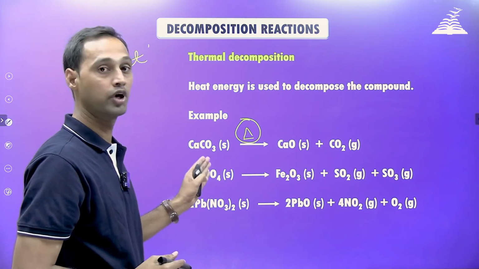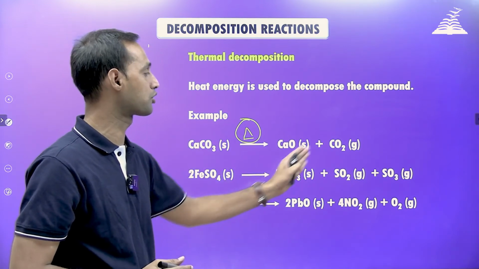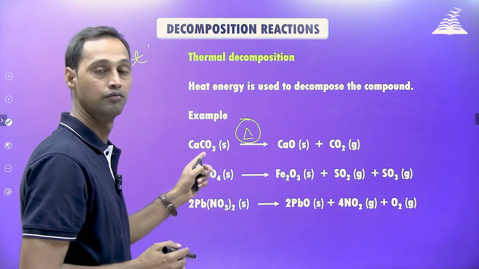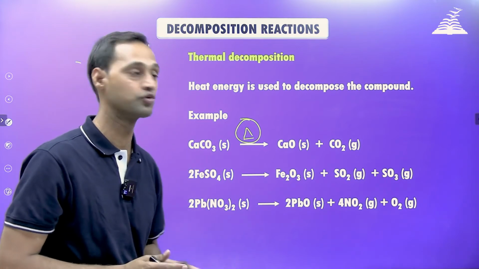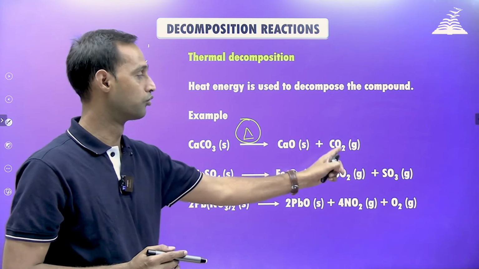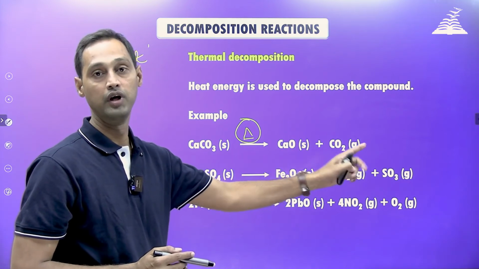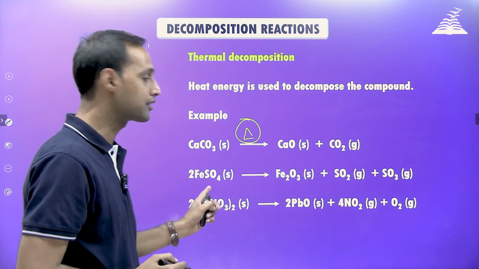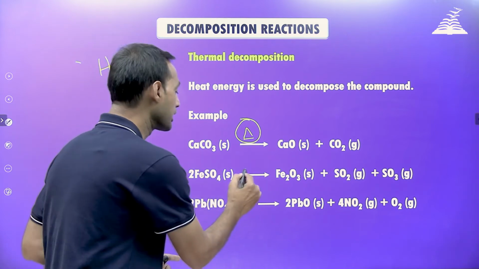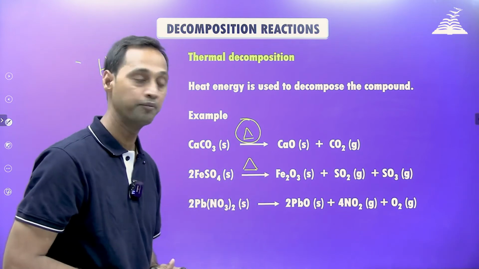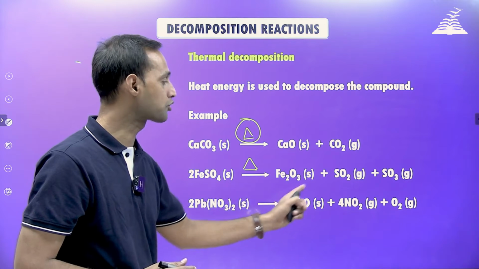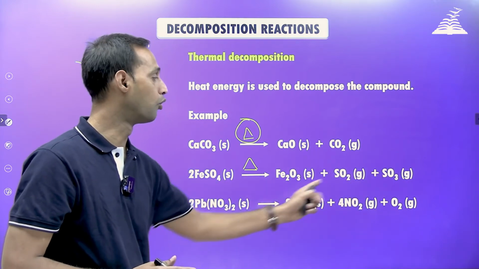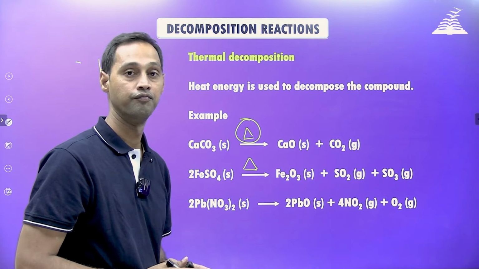So calcium carbonate is decomposed into calcium oxide and carbon dioxide. How? Heat energy is provided so that it gets decomposed and we get two new substances. In the same way, if you take a look at iron sulfate, it gets decomposed on heating, and then we get iron oxide, sulfur dioxide and sulfur trioxide, two or more substances, right?